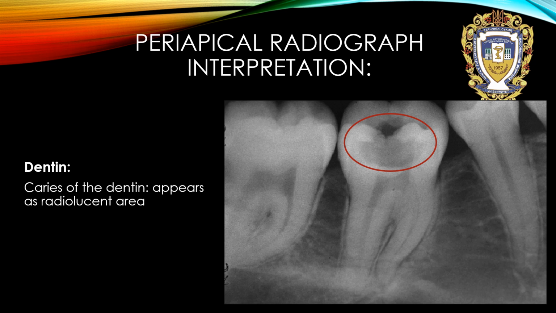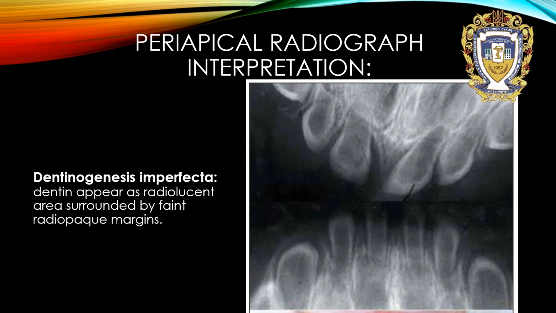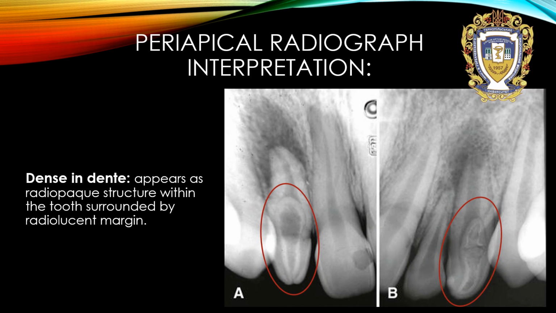Let's go deeper. Dentine. Caries of dentine appears as a radiolucent area. Dentinogenesis imperfecta: dentine appears as a radiolucent area surrounded by faint radio-opaque margin. It is a systemic disease. Dens in dente appears as a radio-opaque structure within the tooth surrounded by radiolucent margin.